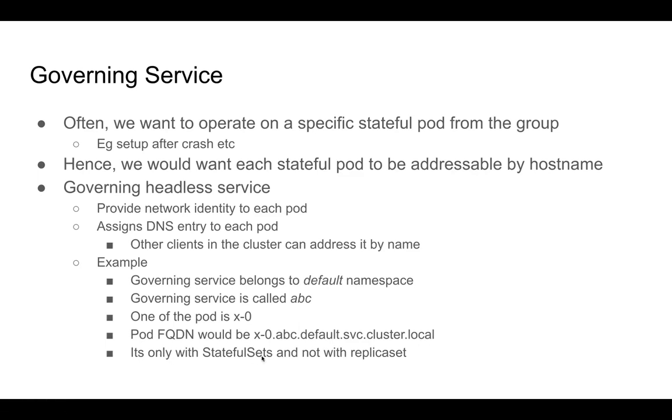This happens only with stateful sets and not with replica sets. So basically, you can address the first instance of your stateful set with this host name, the second instance with X-1, and things like this. So this is what the governing service does.